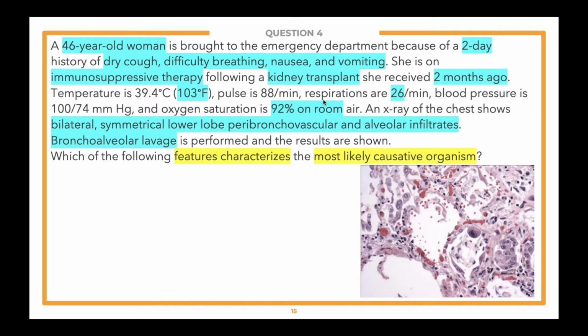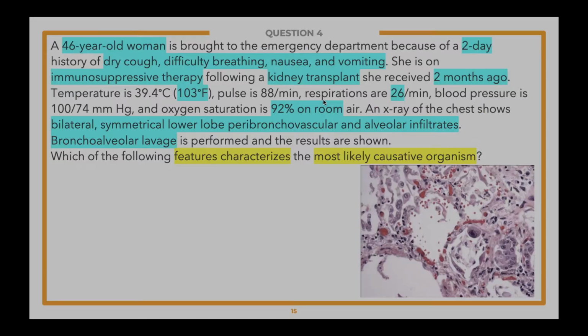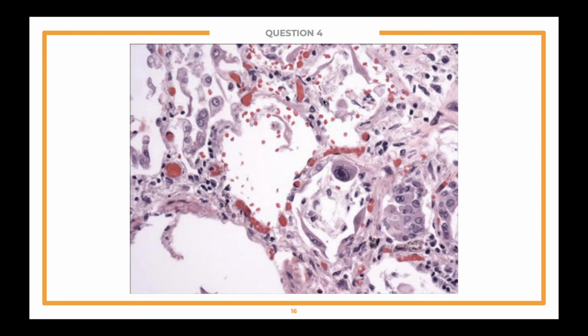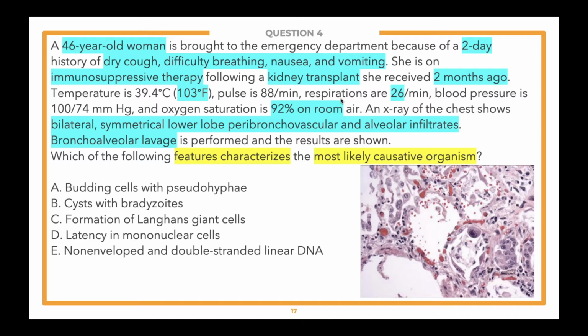So let's go ahead and take a look at those answer choices. And once again, we have 5 answer choices. Oh, actually, here we have a nice zoomed-in image of that BAL, or the lavage. Make sure you're taking a good look at that. And we'll go ahead and move on to the answer choices. And don't worry, that image will still be there.